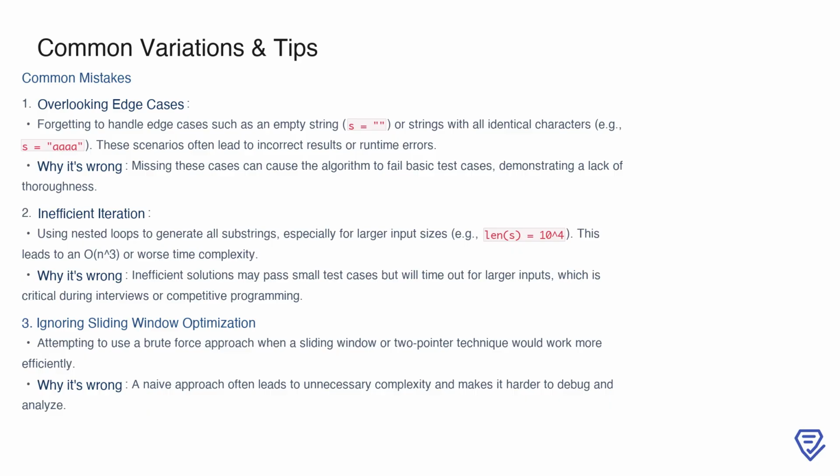Lastly, ignoring the sliding window optimization is a critical oversight. The sliding window or two-pointer technique is much more efficient, and failing to implement it leads to unnecessary complexity, which not only slows down your solution but makes it harder to debug or analyze effectively.